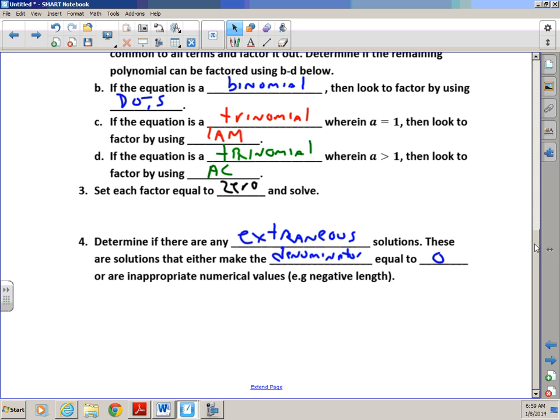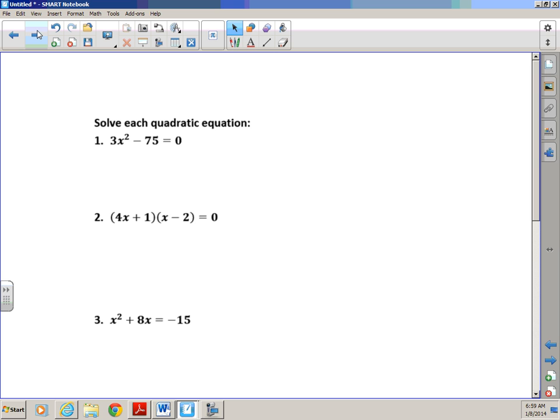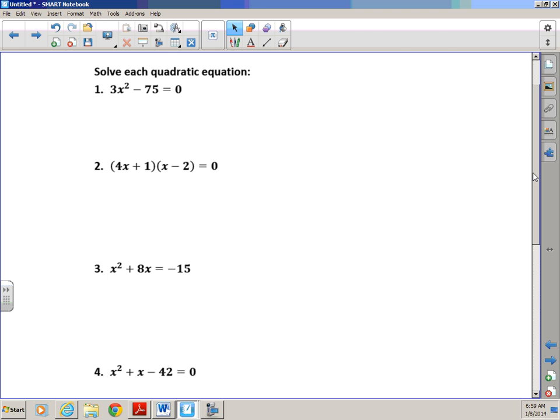So in other words, when we get to word problems, for example, it's a situation where you have an answer that just doesn't make any sense, like a negative length or something like that. All right, now let's solve each quadratic. Now the first one can be done a couple of different ways.